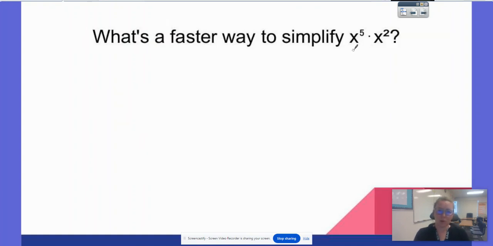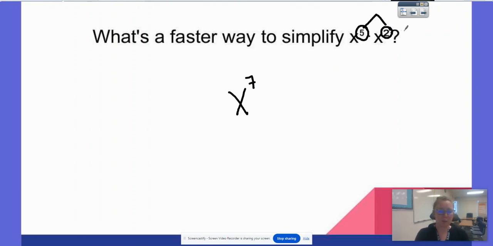Okay, could we have done that faster? In the last slide we actually wrote out x times x times x times x times x, and then put a multiplication sign and did times x times x. And then we counted until we noticed there were 7 of them. Could we do it faster? Yeah, you've probably already caught on to that. What is 5 plus 2? It's 7. So a quicker way would have been, instead of writing all of it out, we could have just added the 2 exponents.